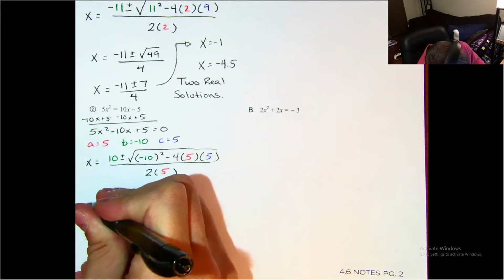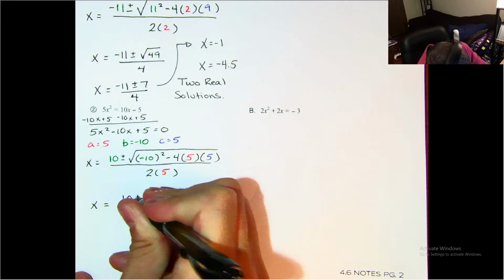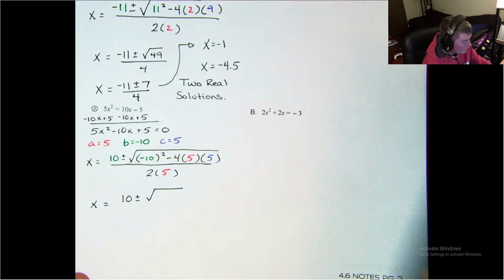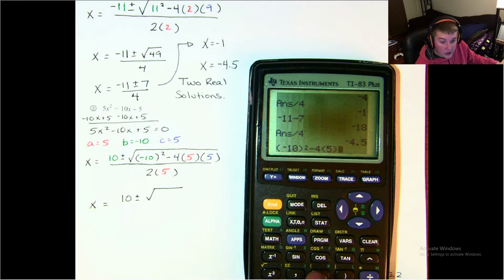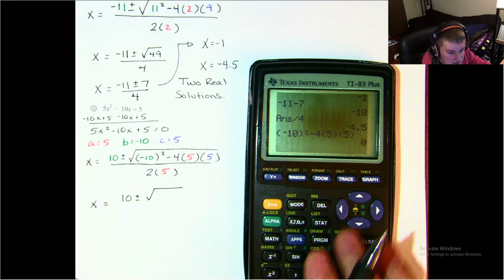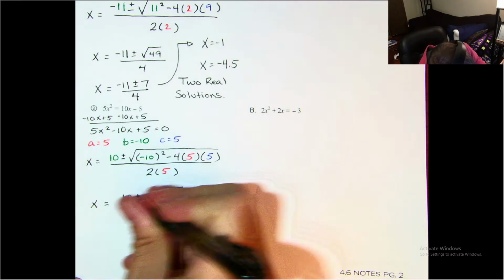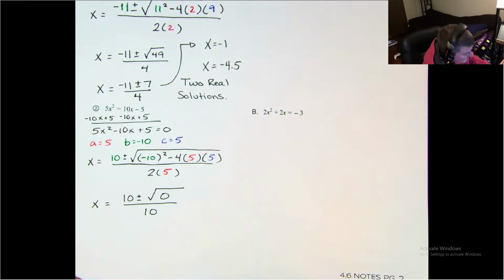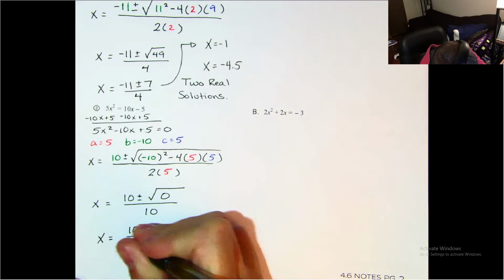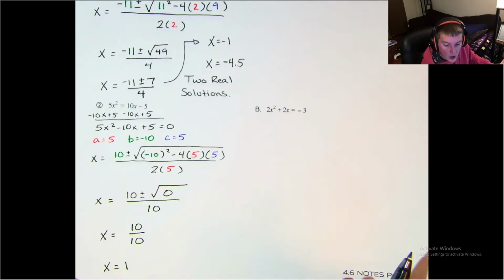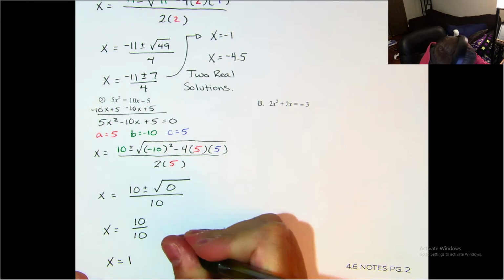Okay, so this is x is equal to 10 plus or minus the square root of. Okay, we're going to go ahead and figure out that discriminant in the calculator. So I've got to put negative 10 in parentheses. When my b value is negative, you have to put it in the parentheses if you're going to use the calculator. Otherwise, it will come up with just the wrong solution completely. Okay, here is 0. So we get 0, divided by 2 times a, which is 10. The square root of 0 is 0. So here I'm just getting 10 over 10, which means my x value is just equal to 1, meaning I have one real solution.